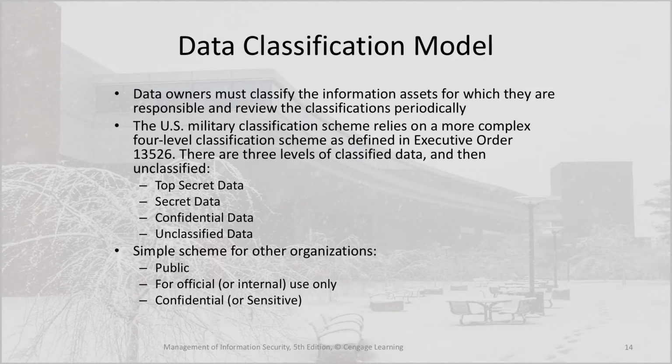The U.S. military classification scheme relies on a more complex four-level classification scheme as defined in Executive Order 13526. There are three levels of classified data: top secret, secret, and confidential, and then there is unclassified data. For other organizations, a simple scheme might be to classify data as public, for official or internal use only, and confidential or sensitive.